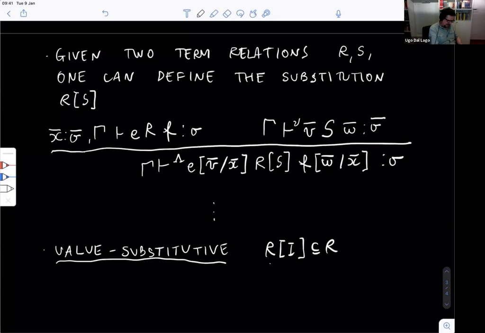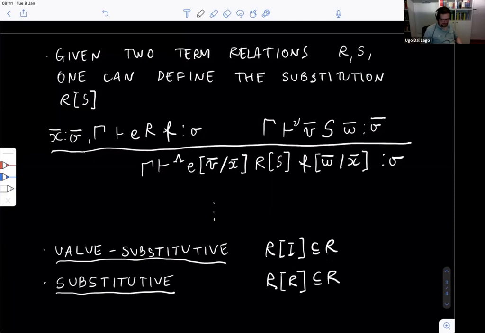And a key notion, even more important, called substitutivity proper. It tells you that the substitution of R into itself is included in R. So when you take terms in relation and you substitute inside them pairs of terms which are themselves in relation, you get something in the starting relation. So these are all properties that we would like to own, right? Because this brings you very close to a notion of compositionality.